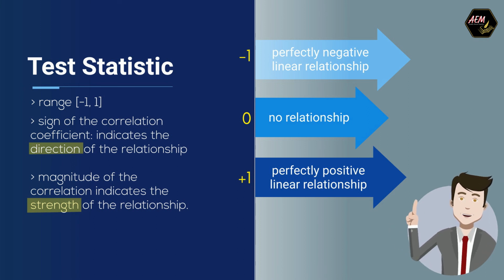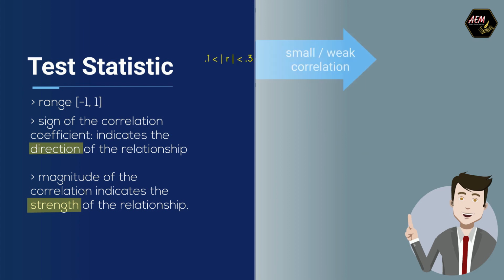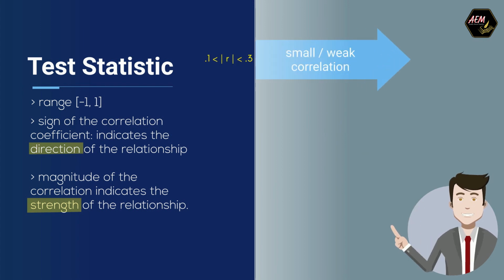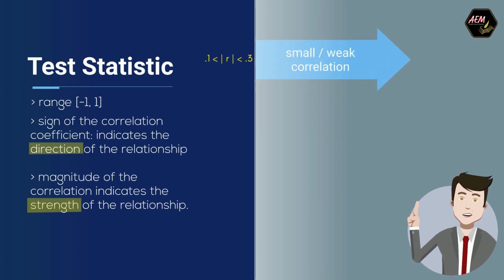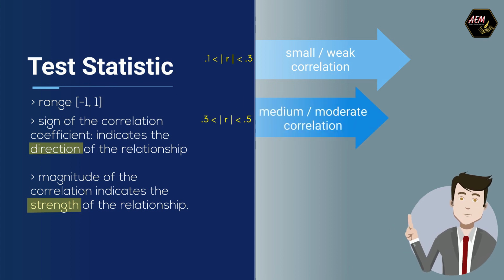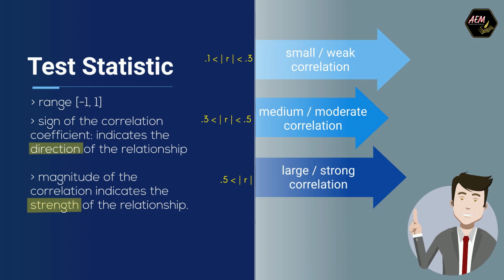The strength can be assessed by these general guidelines. 0.1 less than r less than 0.3 means small, weak correlation. 0.3 less than r less than 0.5 means medium, moderate correlation. 0.5 less than r means large, strong correlation.